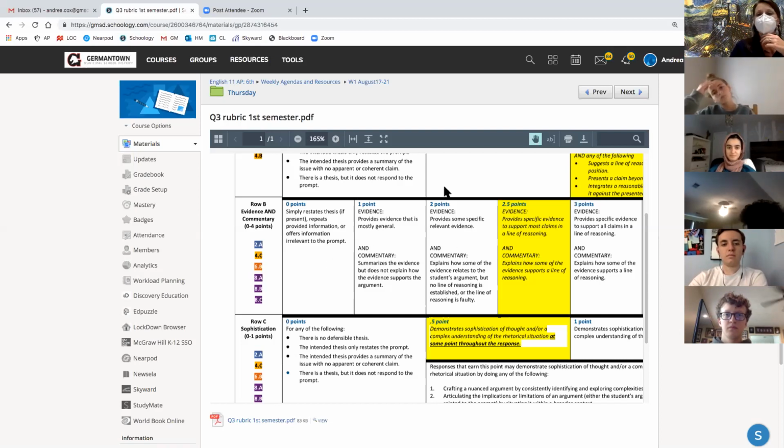Okay, so now let's look at the points here for E&C. 0 points, you restate the thesis, you are repetitive, or you're off topic. Okay, 1 point, you provide general evidence. I got a lot of general evidence on this essay. Just general, basic, low-hanging fruit. Have you all ever heard that term? Low-hanging fruit, it's easy to grab at. General evidence that's not really analyzed in the commentary is a 1.